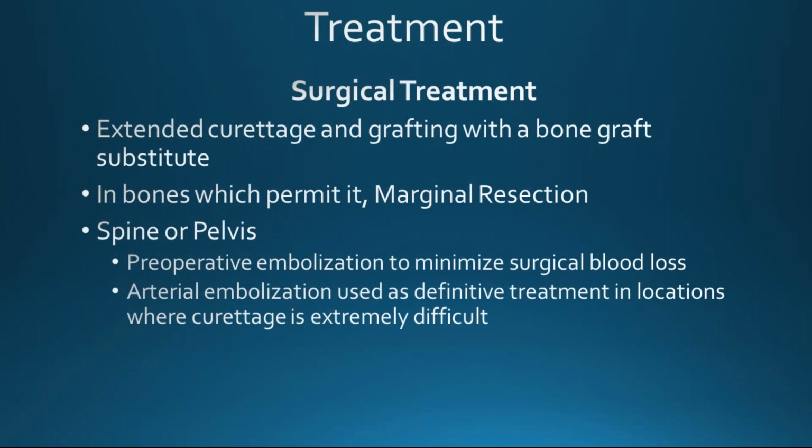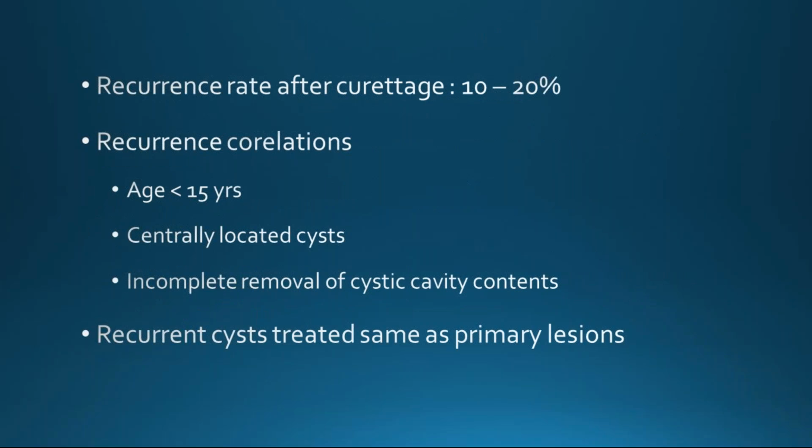Treatment: we don't have a non-operative treatment in aneurysmal bone cyst. Coming to surgical treatment: extended curettage, grafting with bone graft substitute. In bones which permit it, marginal resection can be done. Spine or pelvis: preoperative embolization to minimize blood loss. Arterial embolization is used as a definitive treatment in locations where curettage is extremely difficult. Recurrence rate is 10 to 20%.